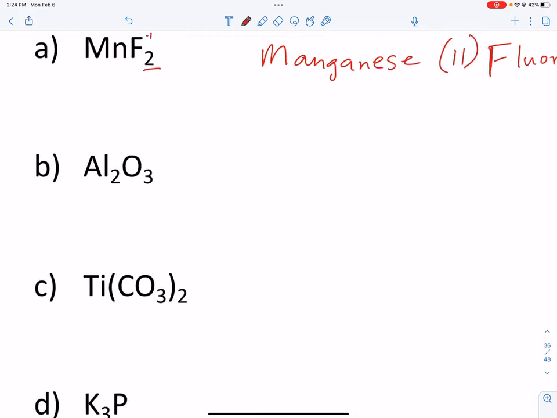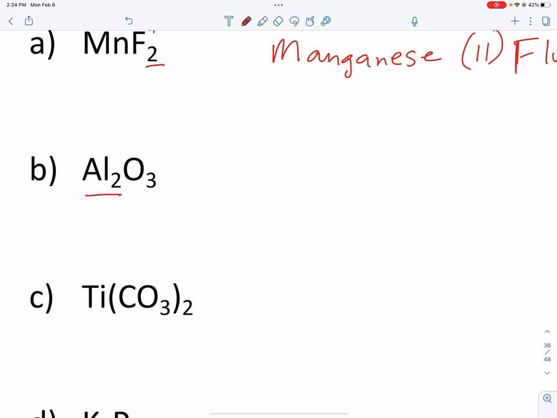Going down to the next one, again, here is my cation, aluminum. You want to check, is it main group or is it a transition metal? Well, aluminum is in main group 3, so I know that this cation carries a +3 charge. Remember, the subscript does not mean aluminum is a +2.